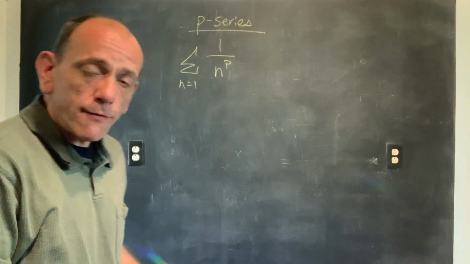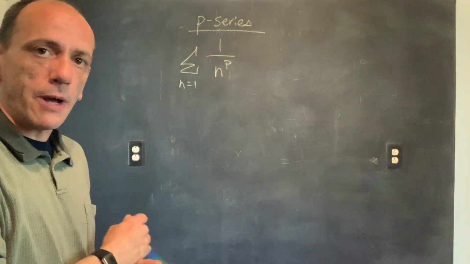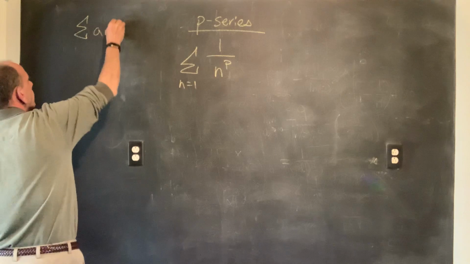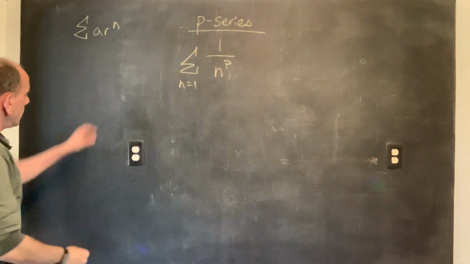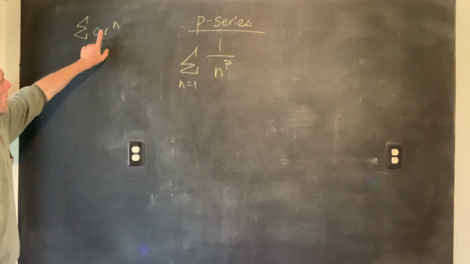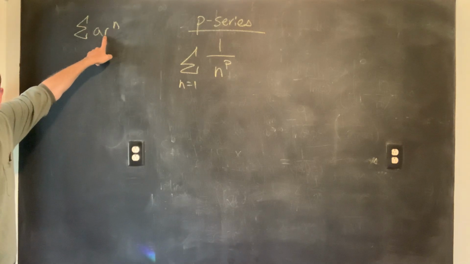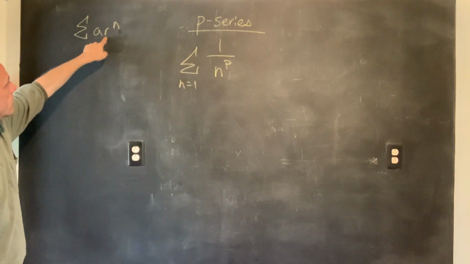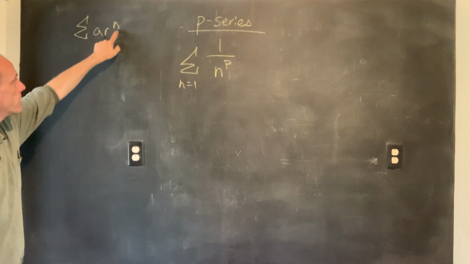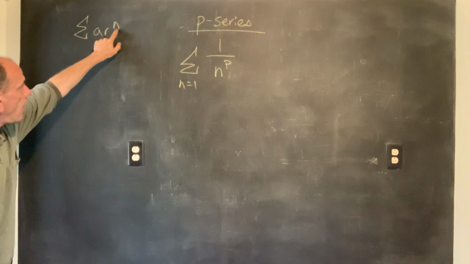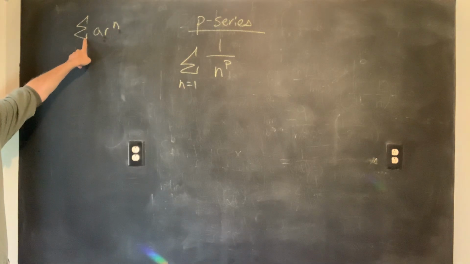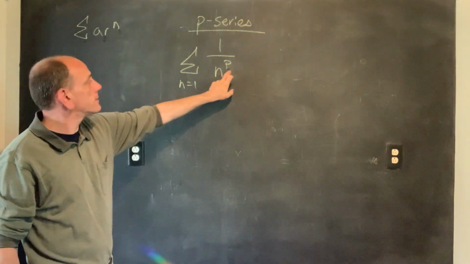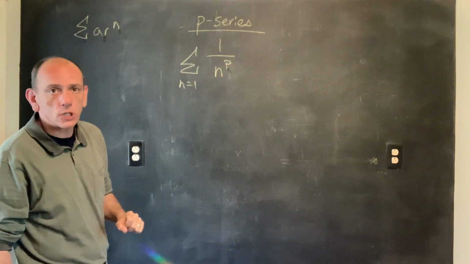Now the important difference to note versus a geometric series, let me write up a geometric series at the same time, the sum of a r to the n. In a geometric series, the fraction is fixed and the power keeps changing. So this will be like a half, and then half to the first power, second power, third power, fourth power. It's the power that's changing in a geometric series. In a p-series, this p is fixed. It's the fraction that's changing.